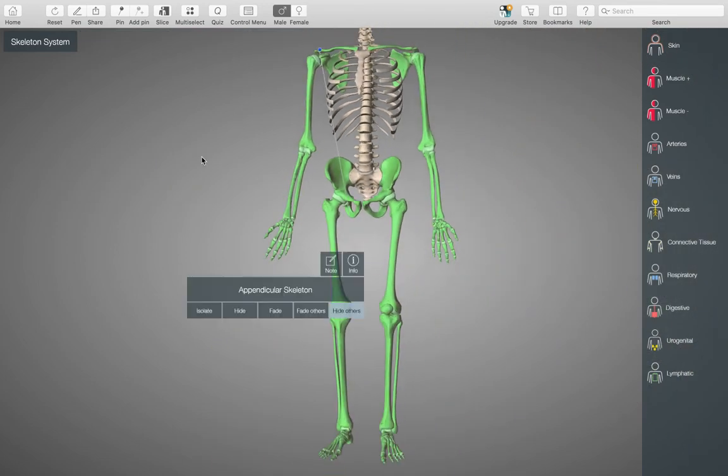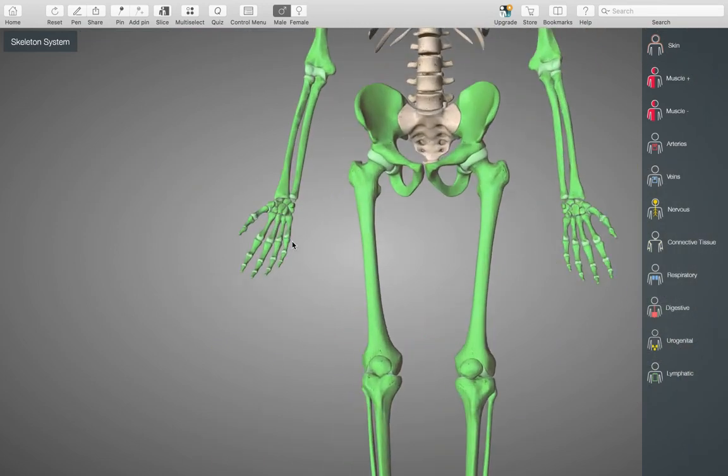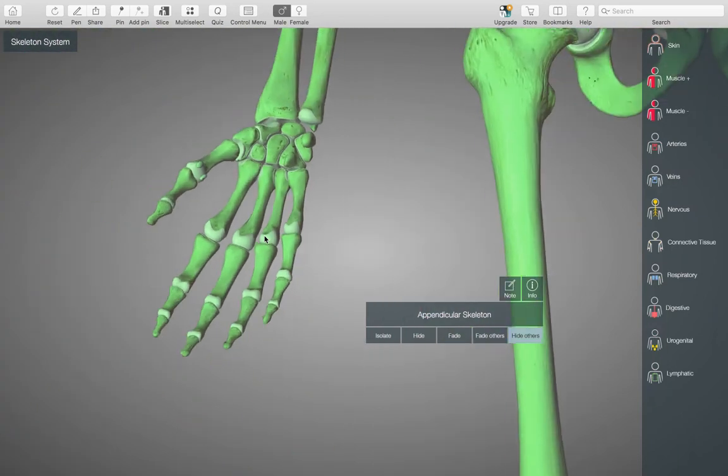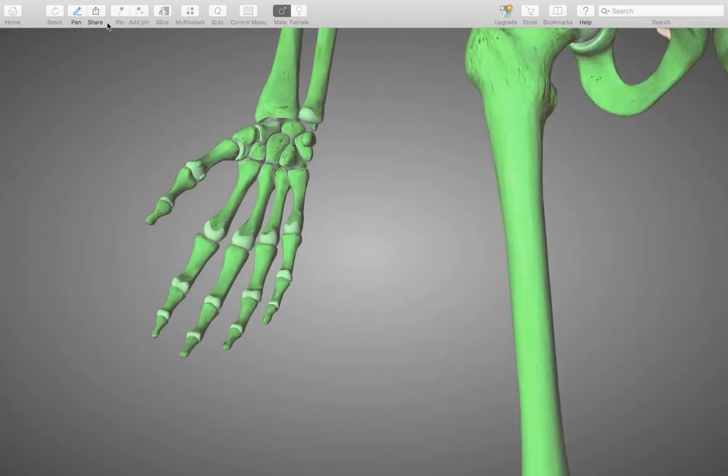Now let's take a look at the hand. Same thing's going to be for both hands. I don't need you to know every single bone of the hand, but I do need you to know the groups of the bones. So we're going to have 3 groups of bones. We're going to have this group of bones. We're going to have this group of bones. And then we'll have this group of bones.